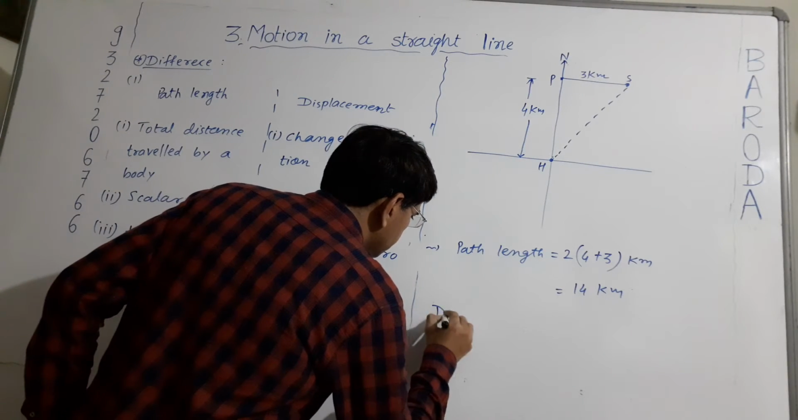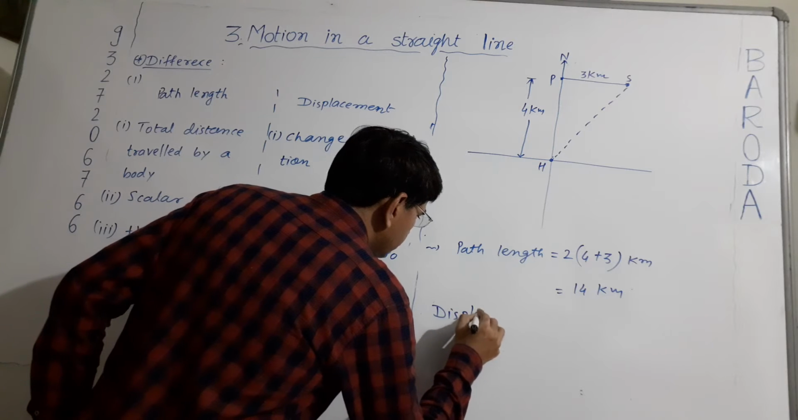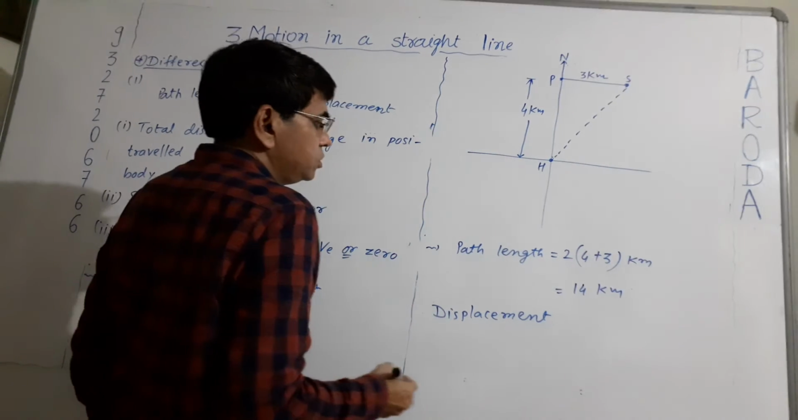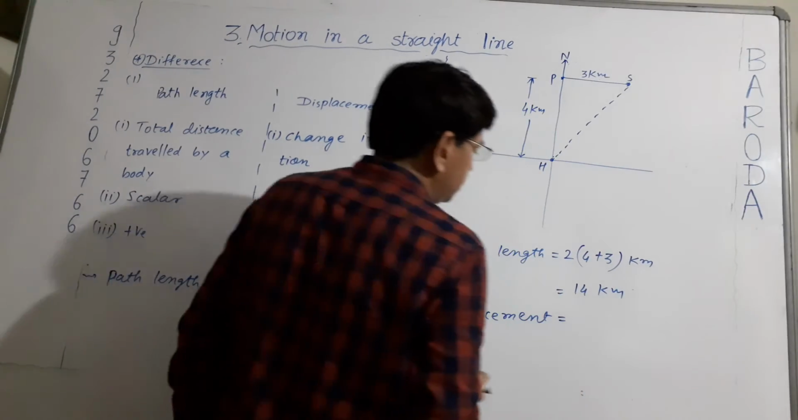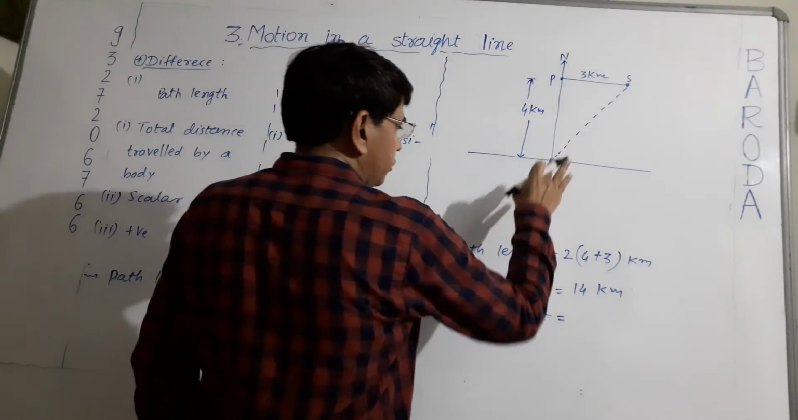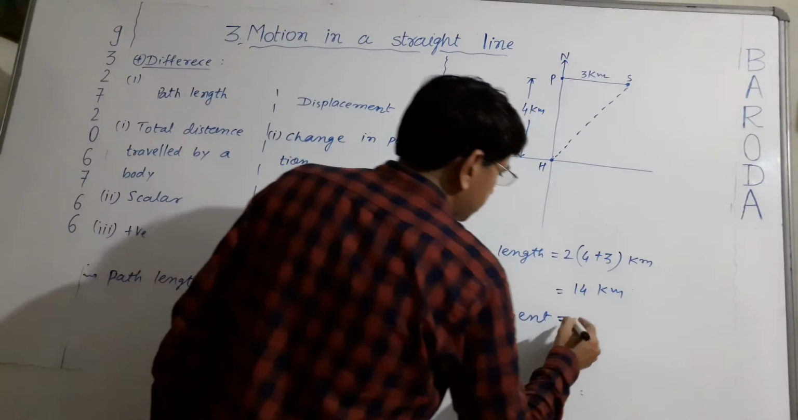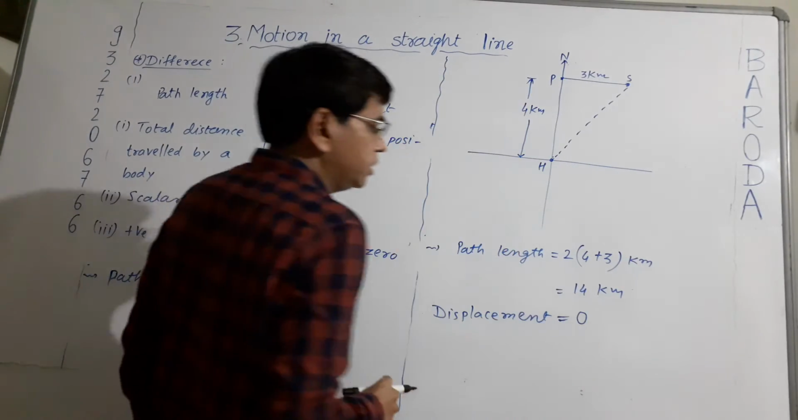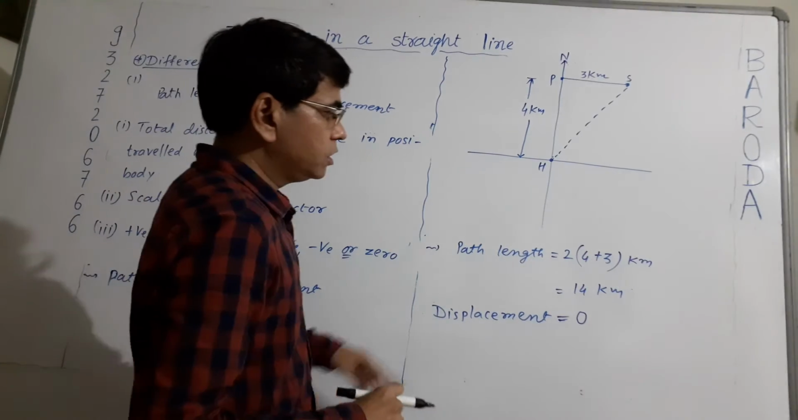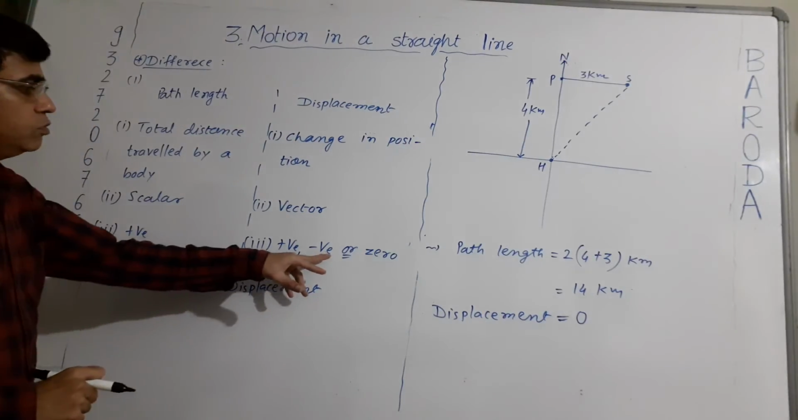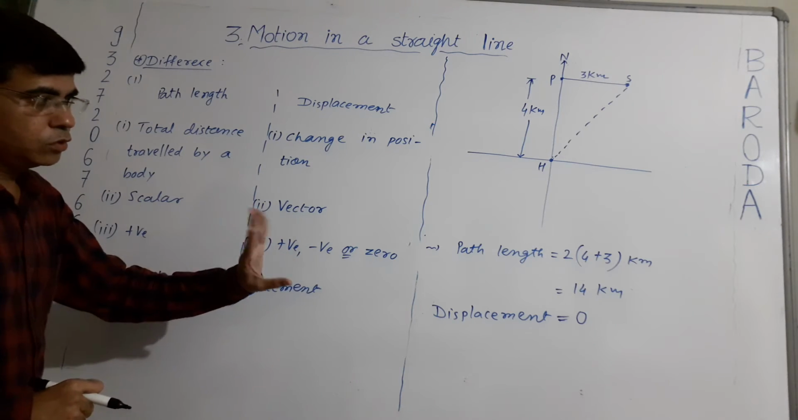In this condition, displacement, which is change in position: initially he was at home and finally he was at home, so displacement is home to home, that is 0. In this condition, path length is positive but displacement is 0.